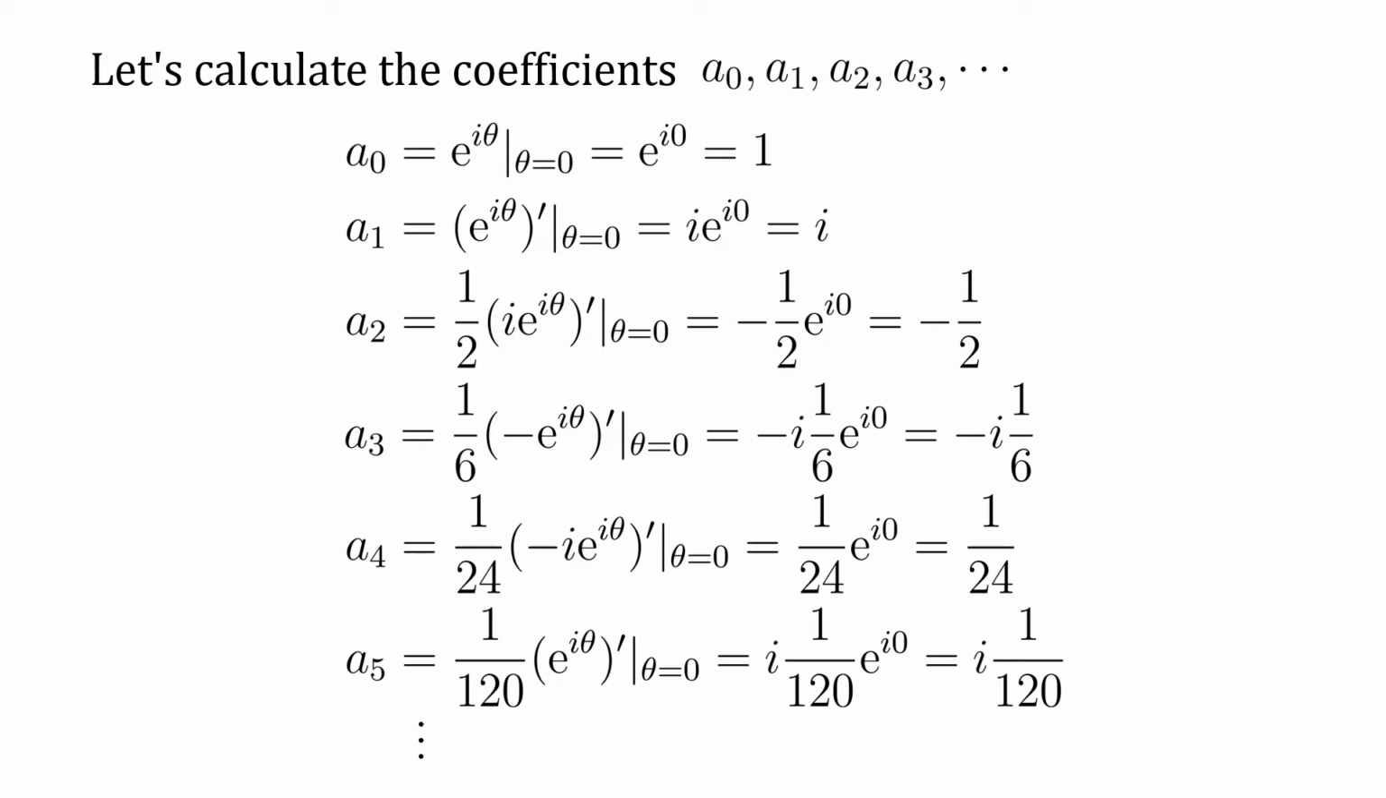a3 is equal to 1/6 multiplied by the derivative of -e^(iθ) at θ = 0, which is -i/6 multiplied by e^(i0) = -i/6. a4 is equal to 1/24 multiplied by the derivative of -i e^(iθ) at θ = 0, which is 1/24 multiplied by e^(i0) = 1/24. a5 is equal to 1/120 multiplied by the derivative of e^(iθ) at θ = 0, which is i/120 multiplied by e^(i0) = i/120. And so on.